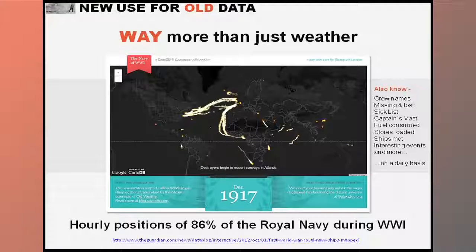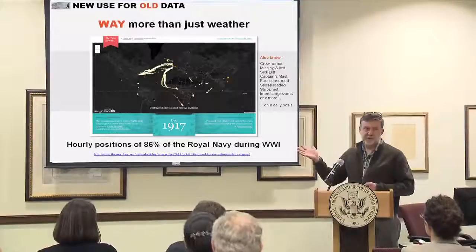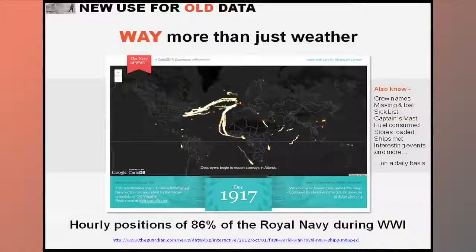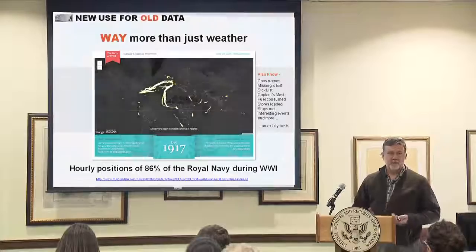In terms of history, for the first two phases of Old Weather, we've digitized about 86% of the Royal Navy movements for the First World War, from before 1914 to about 1922. And from that, we have all the weather data, of course, but we also know crew names. We know the names of the missing and lost. And surprisingly, for the Royal Navy in the First War, that wasn't completely and well known after the war. So I think there's some new information added there.